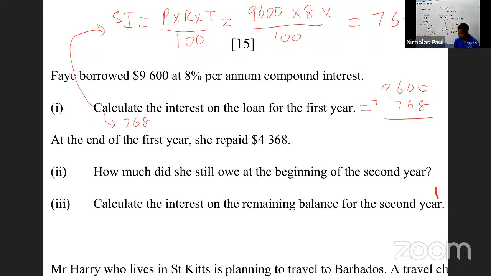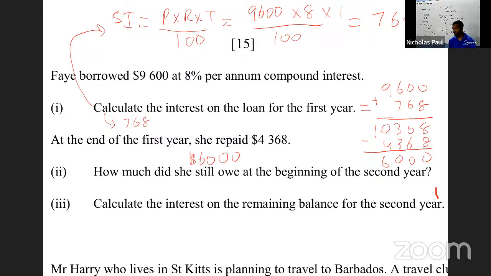So how much do you get there? At the end of the year, before she makes this payment, she's owing 10,368. Now she's going to repay this amount, so we minus off 4,368, and we end up with how much? $6,000. So she's still owing 6,000.